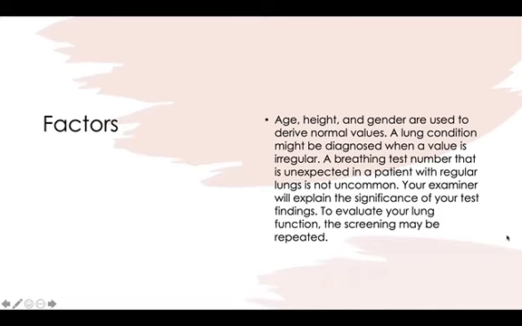Age, height, and gender are used as normal values, and they also play a part in what is a normal lung capacity for each person, because we saw that males have bigger organs and bigger lungs, so they have bigger values in lung capacity. And if you don't see that you fall into the right category for your lung capacity, there might be a condition that you have.